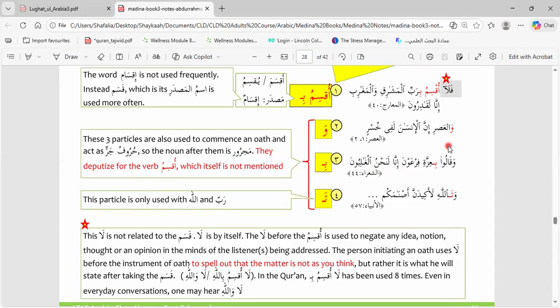As Muslims, we should not take an oath with anybody's names or any other object except for the name of Allah, because that constitutes shirk. So as Muslims, we only take an oath with the name of Allah subhanahu wa ta'ala.